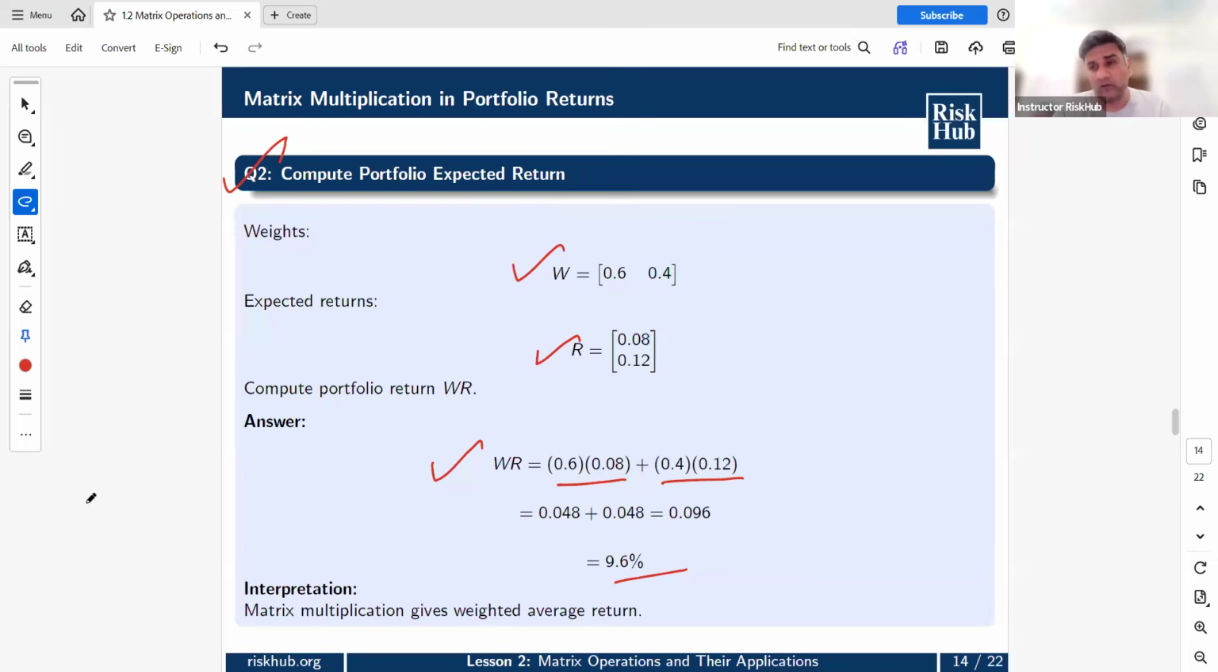And why does matrix multiplication matter so much? Because portfolio systems scale massively. Instead of 2 assets, you might have 5,000 assets. Manual computation becomes impossible. Matrix algebra makes large-scale optimization feasible, which we need to understand, right? So matrix multiplication gives the weighted average. Okay. All right. So once we have understood this, we go ahead.